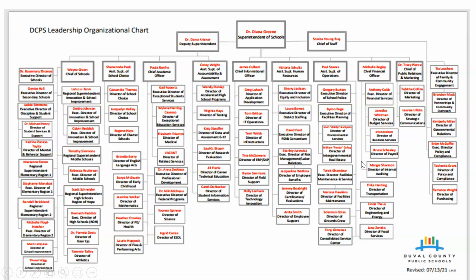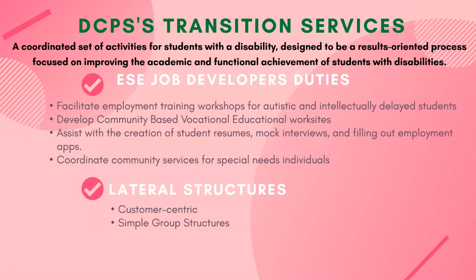I'm going to briefly show you the organizational chart of Duval County Public Schools, of which we are not going to spend any large amount of time on, because what I've chosen to do is compare the individual department that I work for, which is transition services, to a lateral model. What are transitional services? It's a coordinated set of activities for students with a disability designed to be a results-oriented process focused on improving the academic and functional achievement of students with disabilities. I serve as an ESE job developer, and that's Exceptional Student Education Job Developer for students with special needs.